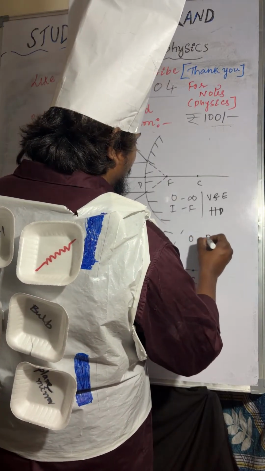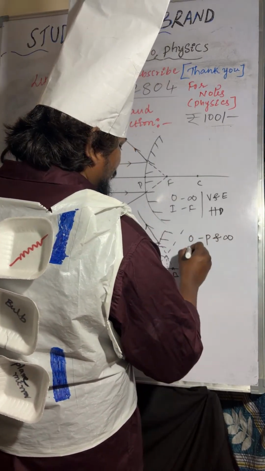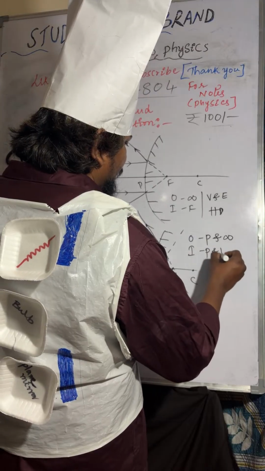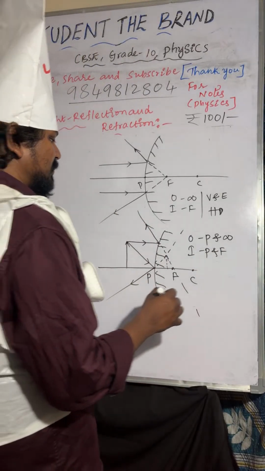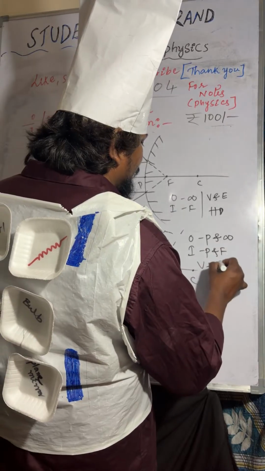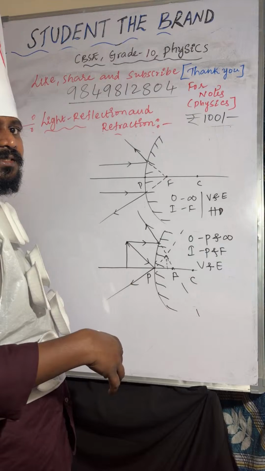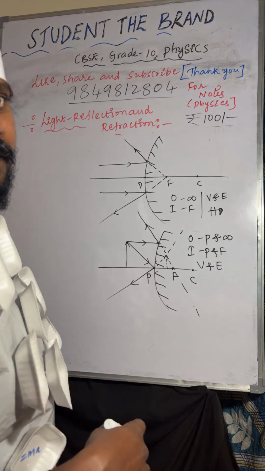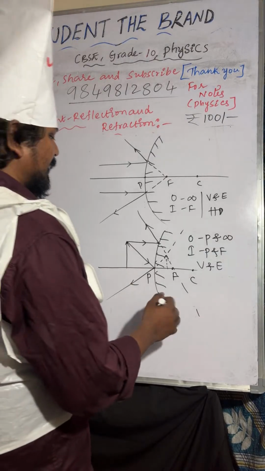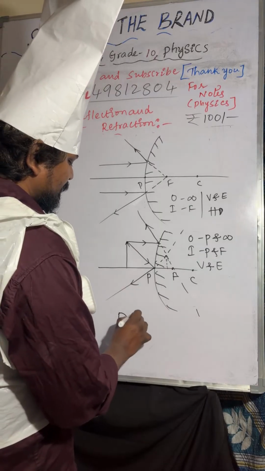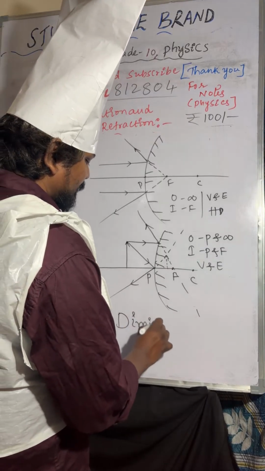Object is placed between P and infinity. Image is formed between P and F. Nature of the image is virtual, erect, and size of the image is diminished, because the image size is decreased.